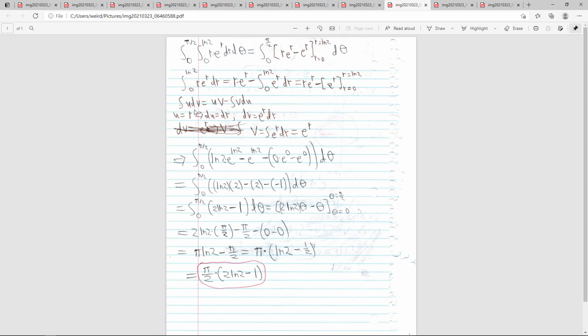And that's because you do u equals r, and that means the derivative du equals dr. Then you have to find dv. Usually u is a simple, small expression, and dv is everything else. So u is r in this case, and dv has to be everything else, the e^r dr. Then v is the integral of e^r dr, so that's just e^r.